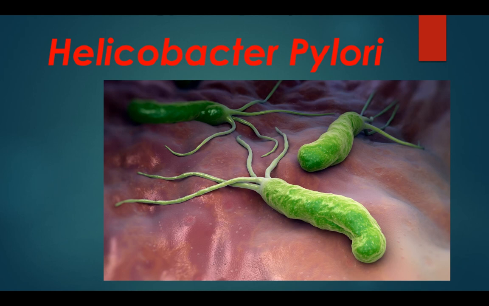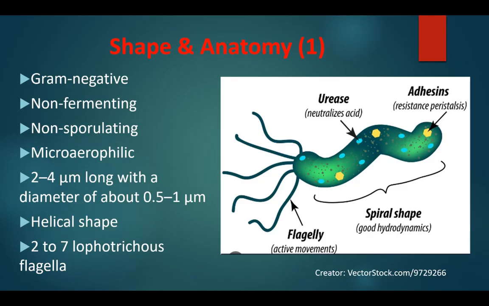For this presentation, we're looking at the microorganism Helicobacter pylori. Helicobacter pylori is a gram-negative, non-fermenting, non-sporulating microaerophilic bacteria. It's about 2 to 4 micrometers long with a diameter of about 1/2 to 1 micrometers. It has a helical shape with about 2 to 7 lophotrichous flagella at the end. That means that all the flagella are used for movement in one direction.